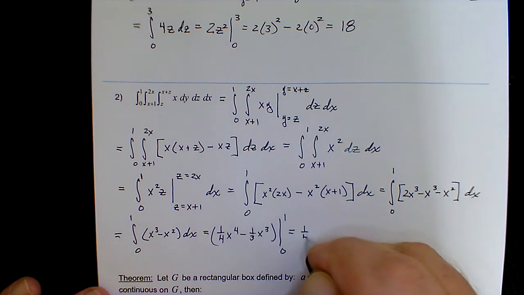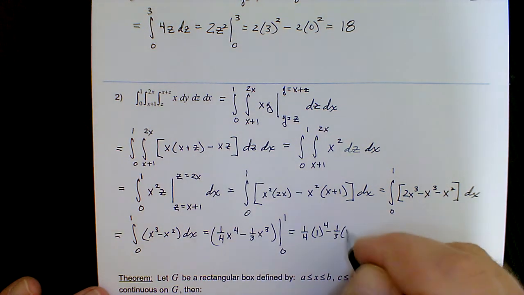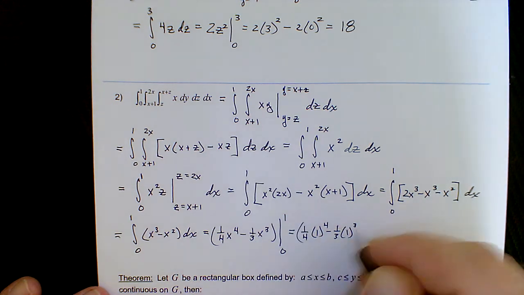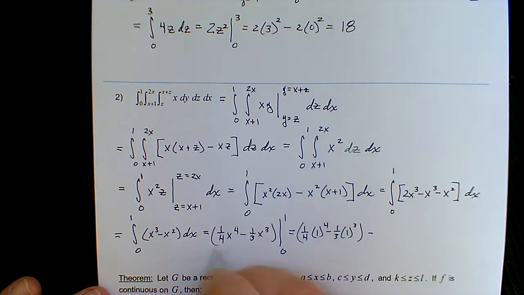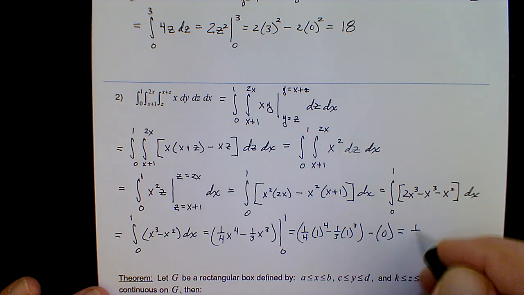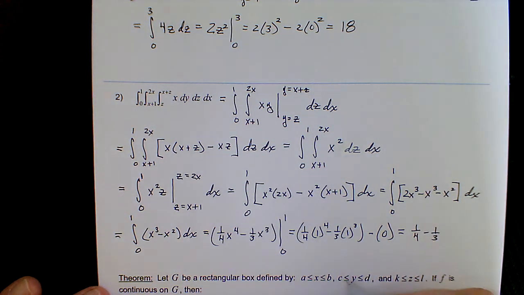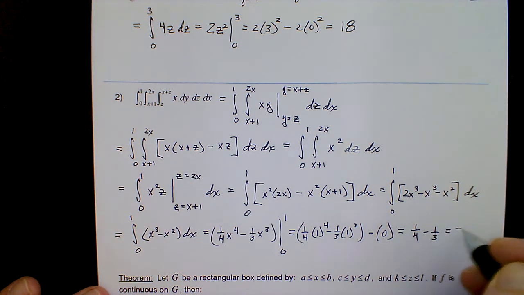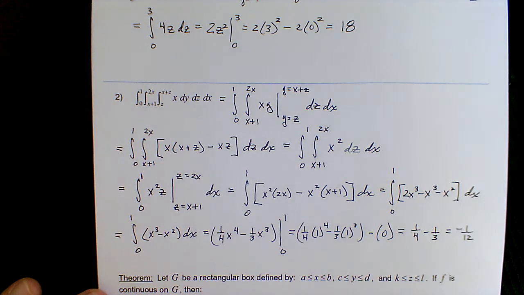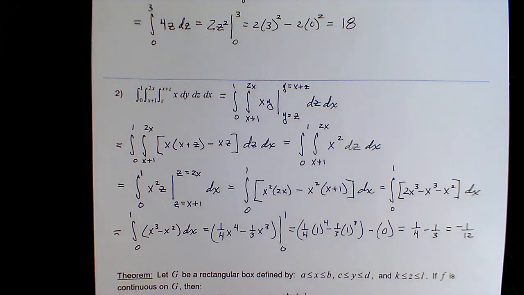Okay, so 1 goes in, so 1/4 times 1 to the 4th minus 1/3 times 1 cubed, and then from that subtract the lower limit. The lower limit's 0, so I'm just going to write a big 0. And so we get 1/4 minus 1/3, and that would be a negative 1/12. Okay, so that's the mechanics behind triple integrals with both constants and variables involved as the limits of integration.